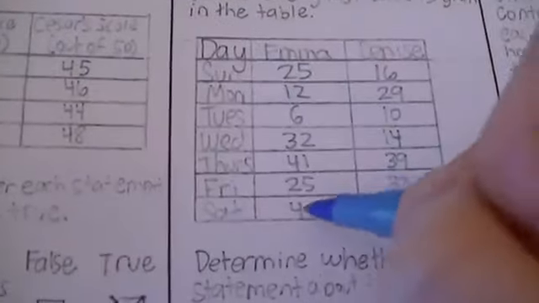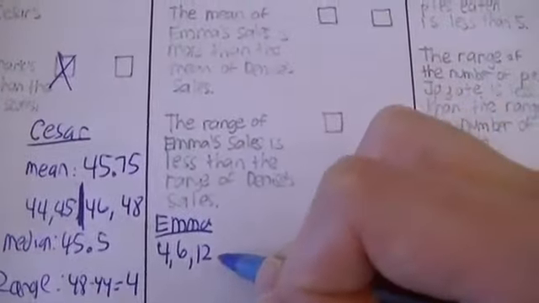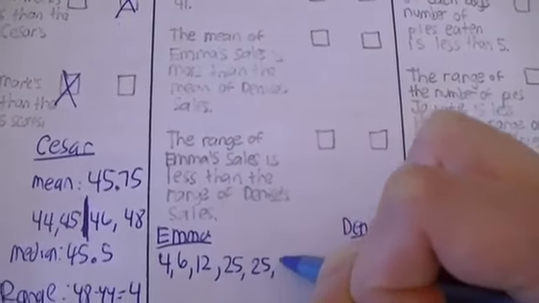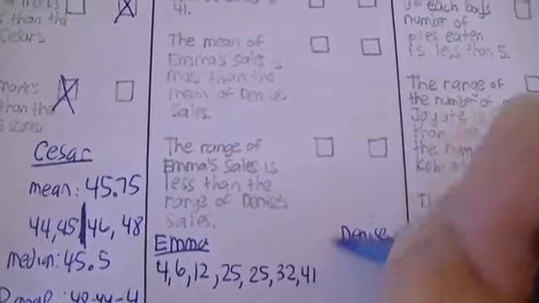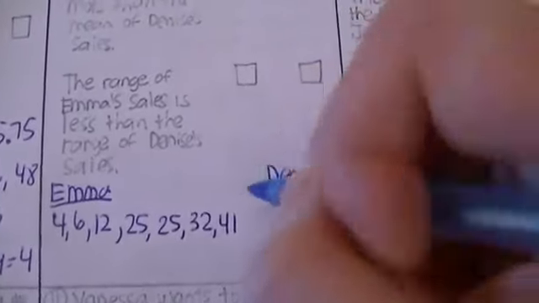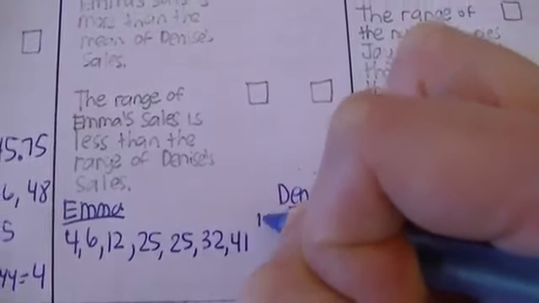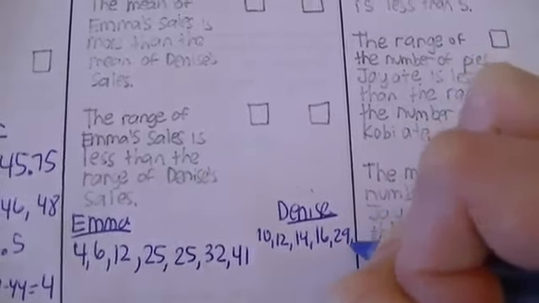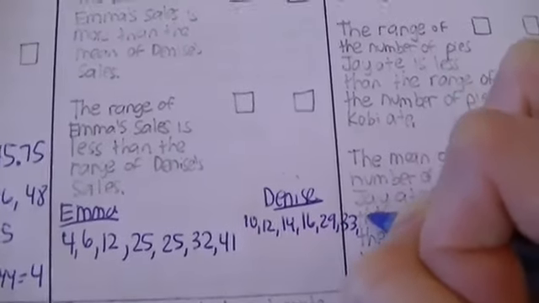What helps is if you cross it out after you write it so you're not writing the same number twice. And then 12. Cross it off. 25. Cross it off. 25. 32. 41. Okay, so you cross them off so I know that I got them all. Then Denise's, kind of running out of room here. I should write smaller. 10, 12, 14, 16, 29, 33, 39.